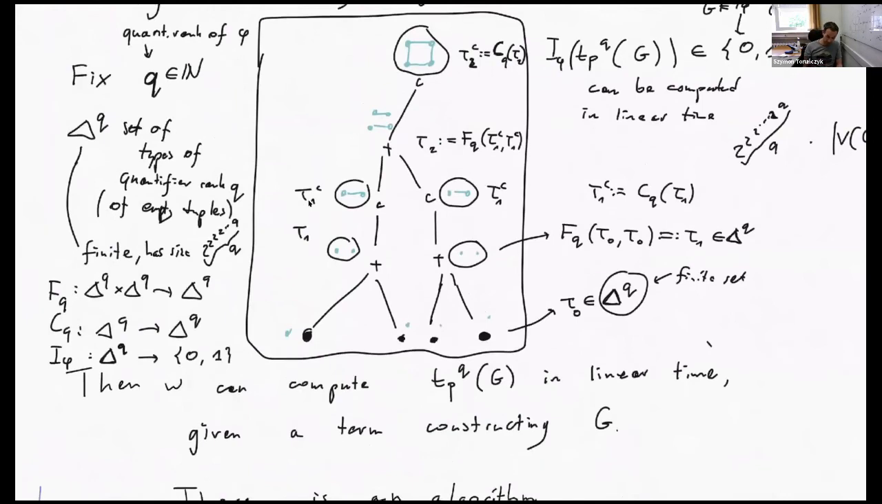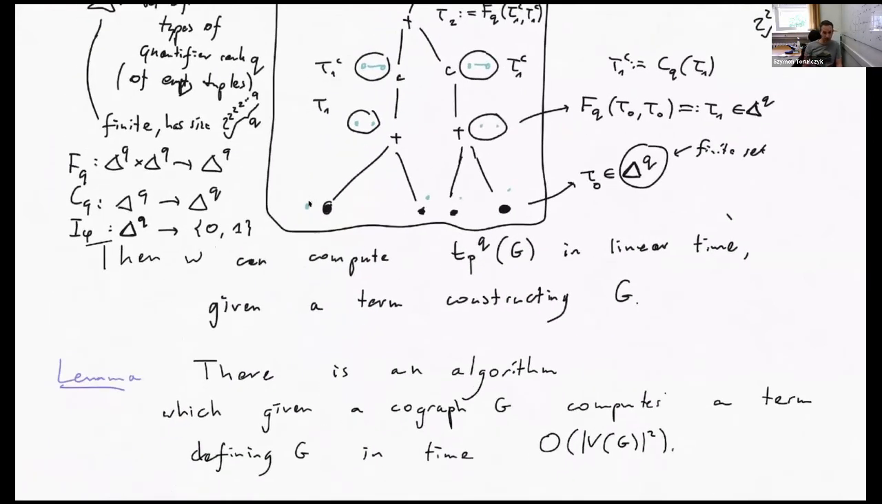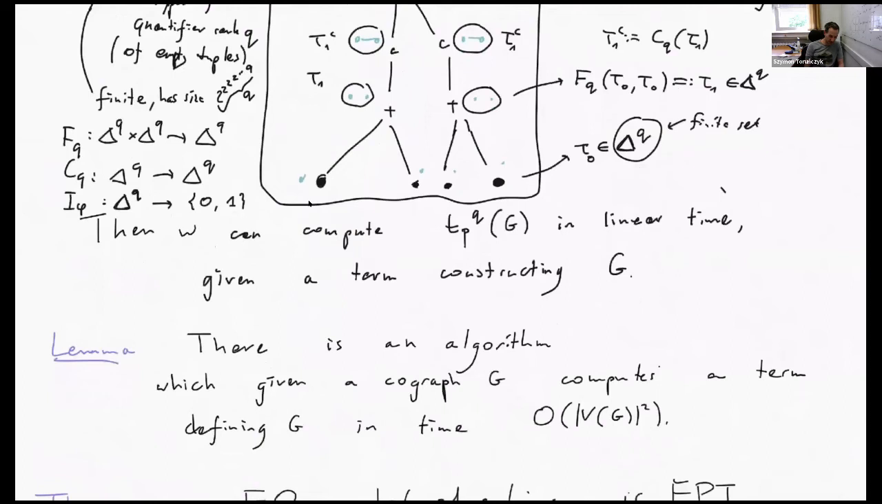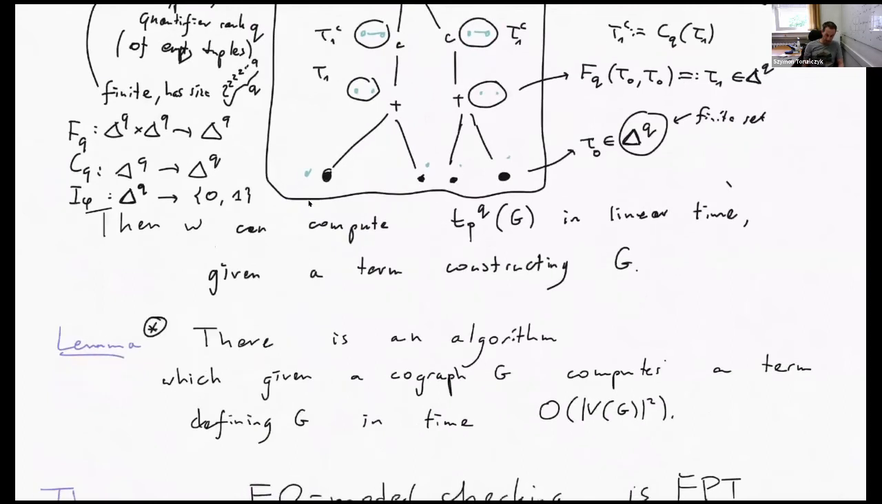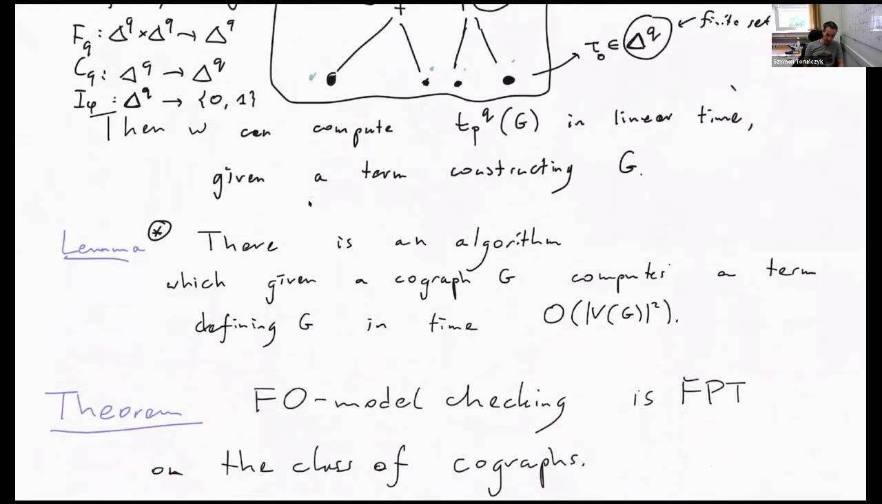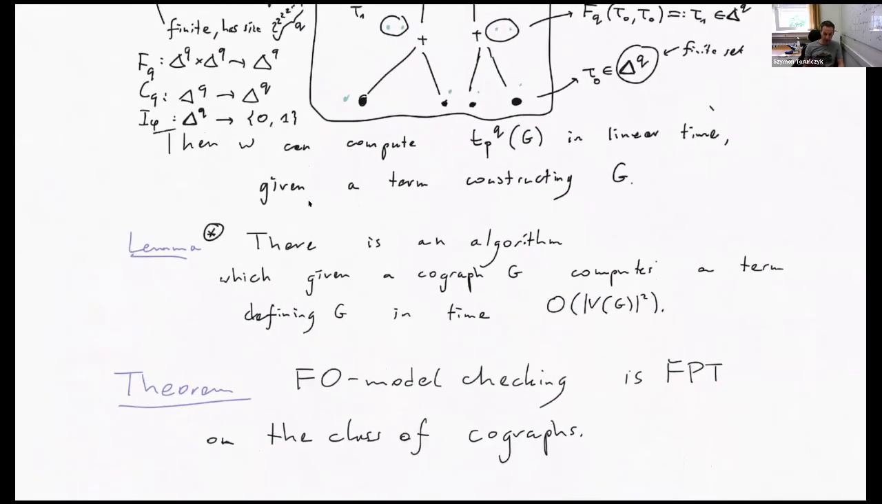So for this, we need a lemma which says that there is a polynomial time algorithm which, given a co-graph, computes a term defining this co-graph. We can do this in the exercise session. And combining the two, we deduce that first order model checking is fixed parameter tractable on the class of all co-graphs. How does the algorithm work?